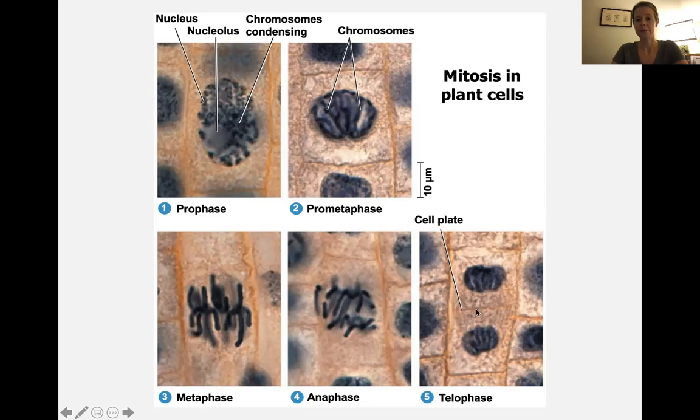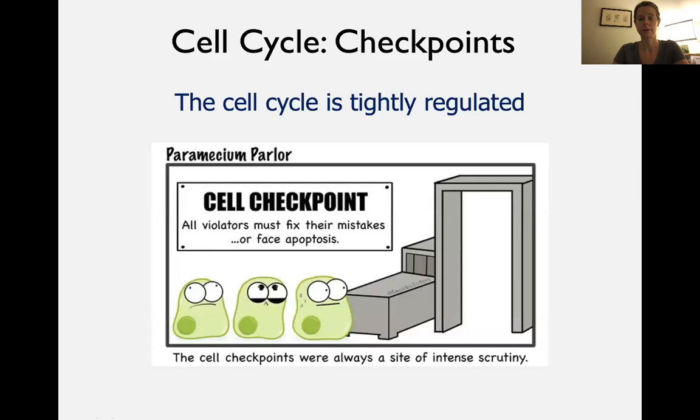And then a cell plate is developing. So this is plant cells. So a cell plate is developing rather than the cell being pinched together at that furrow. Okay, and we'll look at some more of these in class as well and in lab. Okay, so that's mitosis. Feel free to go back and look at that again. Obviously, make sure you know the different things that happen in the different stages and what order they occur in.